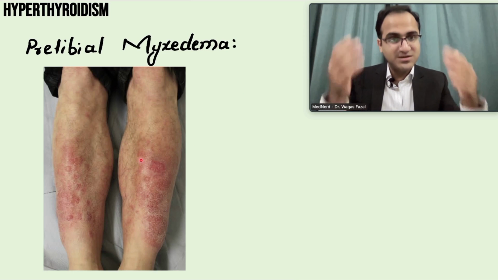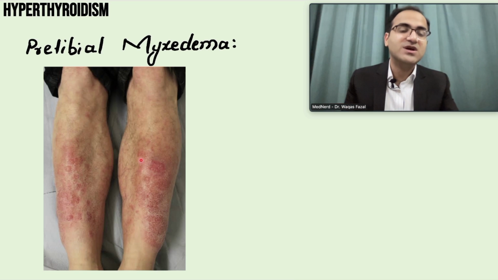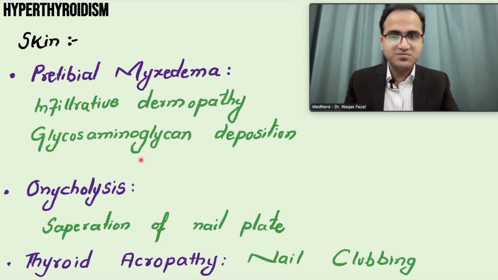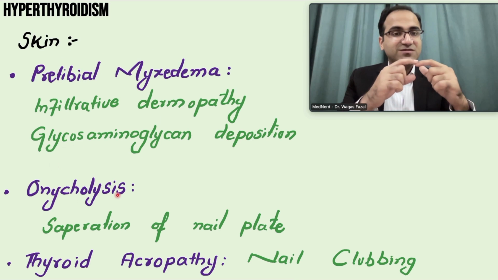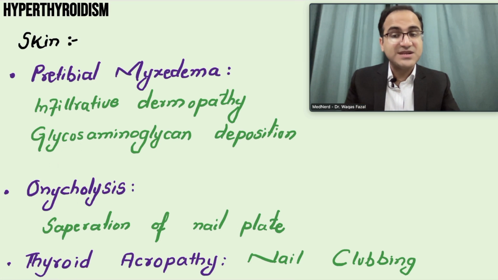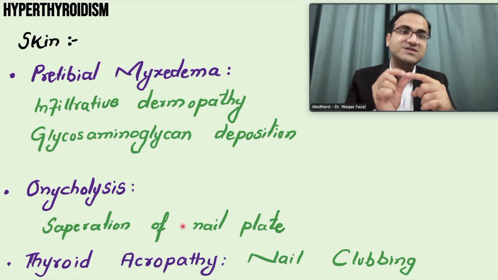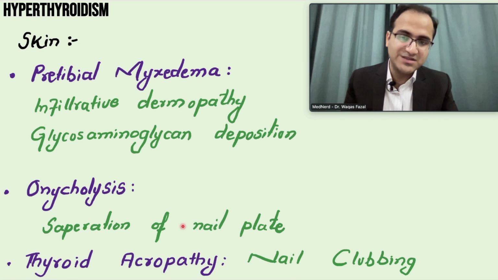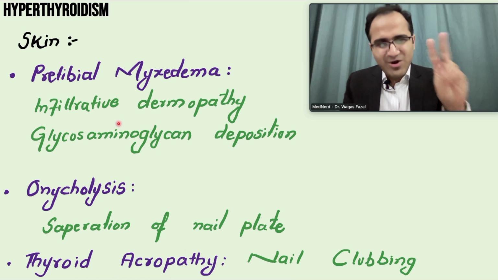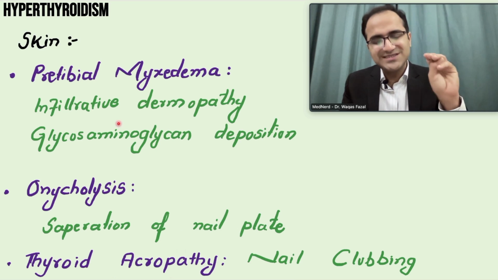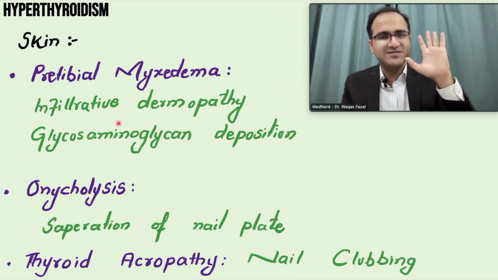While in hypothyroidism, it's all of the body that is involved. Onycholysis, separation of the nails from the nail plate. Thyroid acropathy, nail clubbing, is also seen in these patients, that is called thyroid acropathy. Now if you see pretibial myxedema, ophthalmopathy, onycholysis, thyroid acropathy, this is Graves' disease.